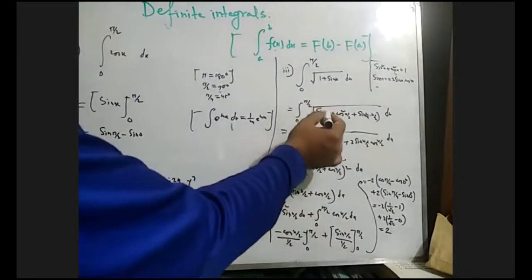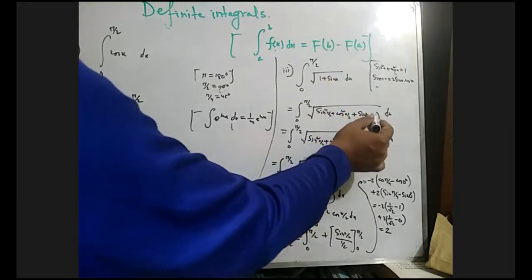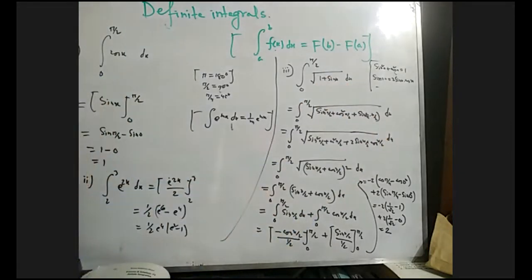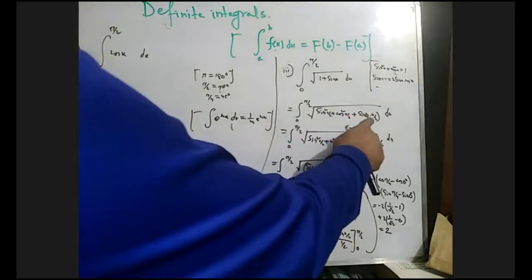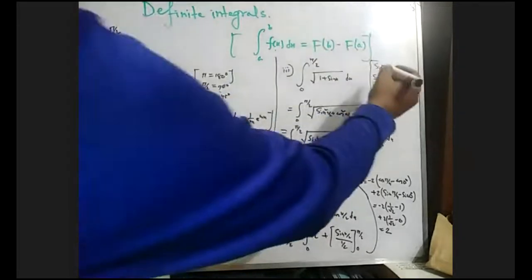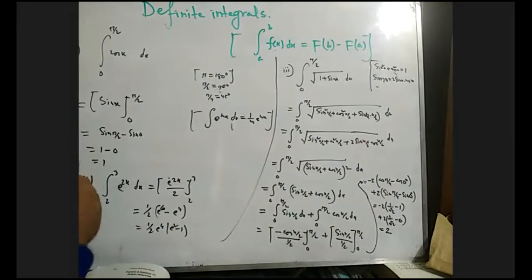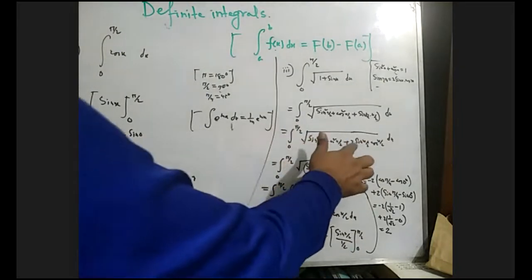1 equals sin square x by 2 plus cos square x by 2, and sin x means what? Sin 2 into x by 2. 2 into x by 2 means what? Only x. 2 will be cancelled. But to make the sin twice a formula, we have made this. Then sin square plus cos square plus 2 sin a cos a.